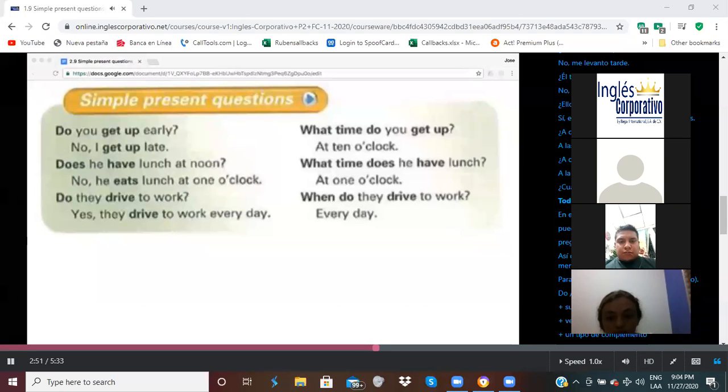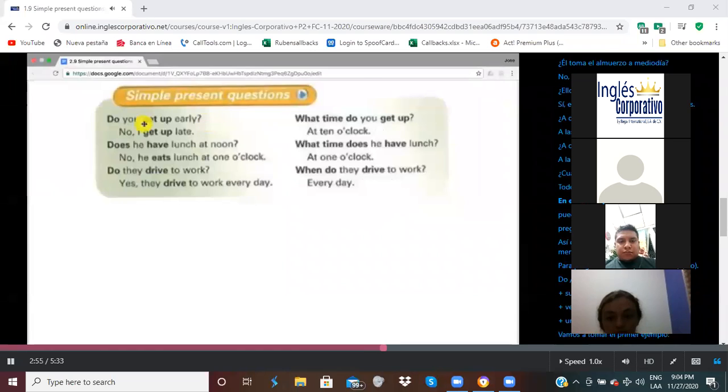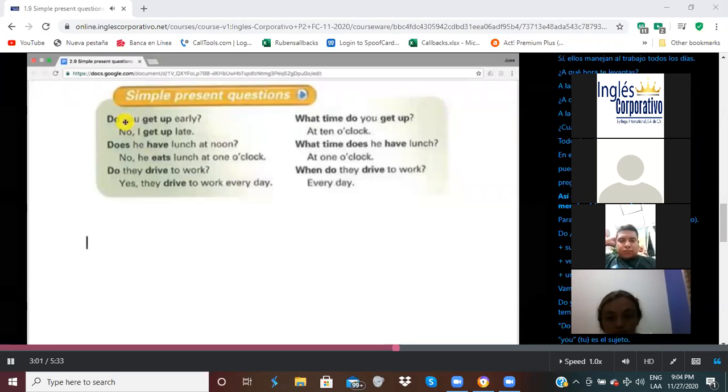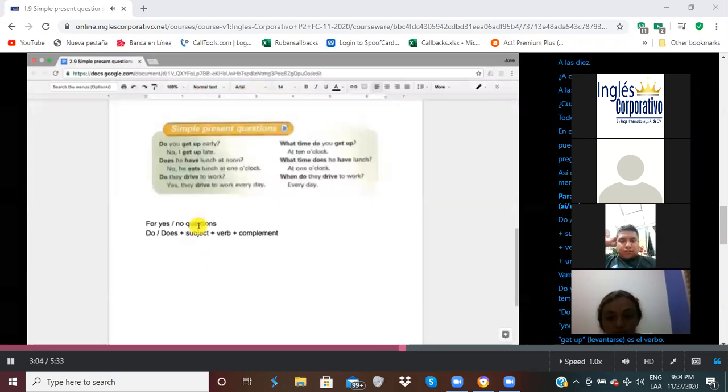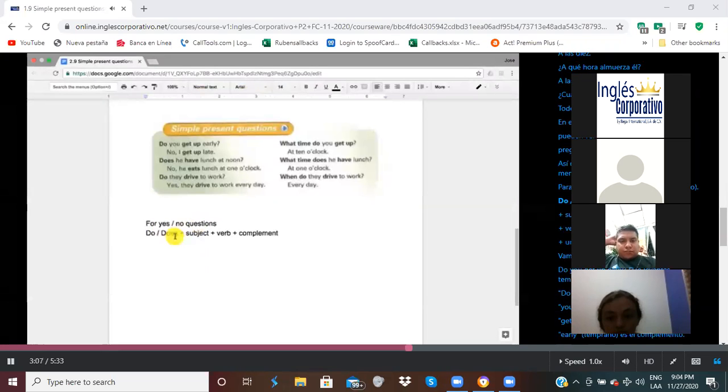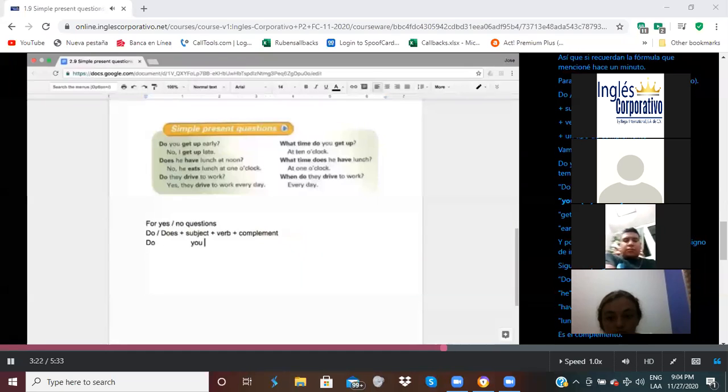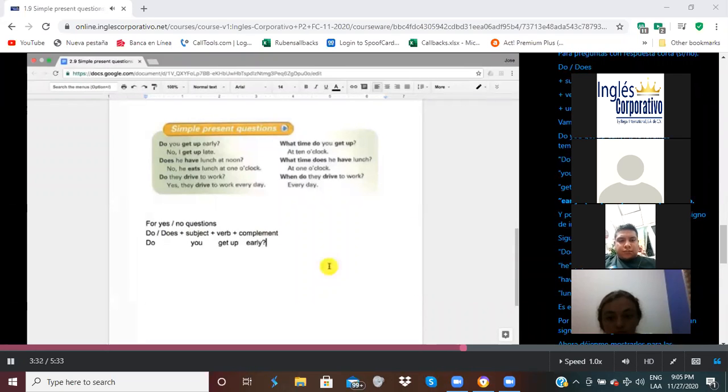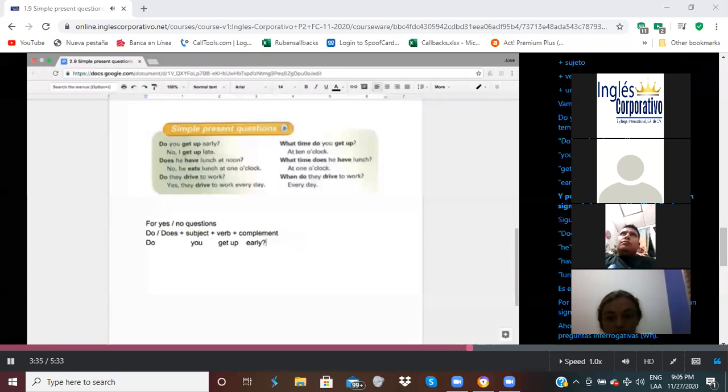On the left side of the chart, you can see yes or no questions. So if you recall the formula that I mentioned a minute ago, for yes or no questions: do or does, plus the subject, plus some kind of verb, plus a complement. We're going to take the first example. Do you get up early? Do is the auxiliary verb. You is the subject. Get up is the verb. And early is the complement. And of course, we need to add a question mark at the end.